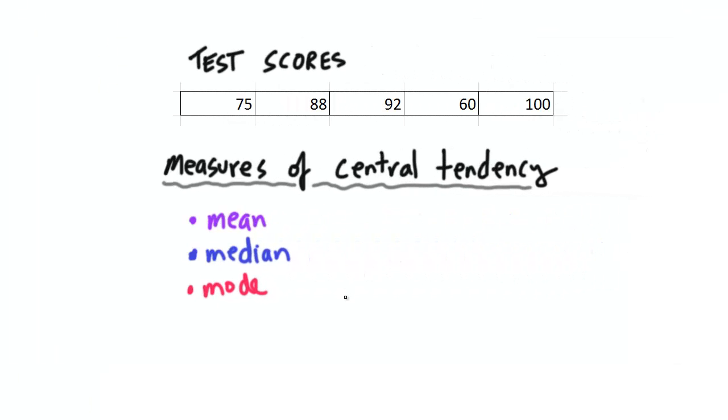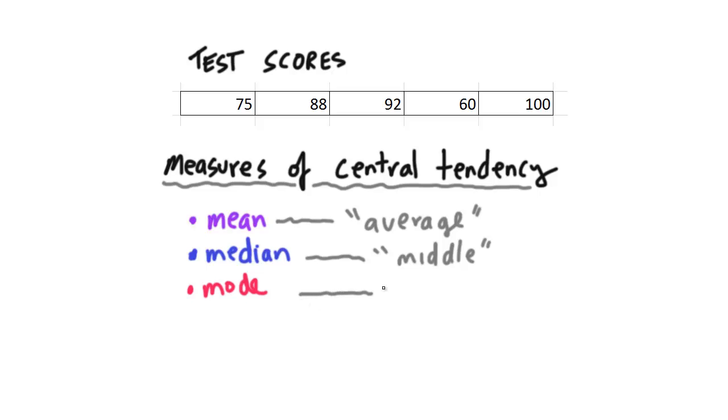Hi everyone. For this lesson I'll show you how to use different measures to compare and interpret data sets. The three measures of central tendency that we're going to look at are mean, median, and mode. For the mean, think of it as the average. The median, think of that as the middle number. And the mode, think of that as the most, in terms of the most frequent.